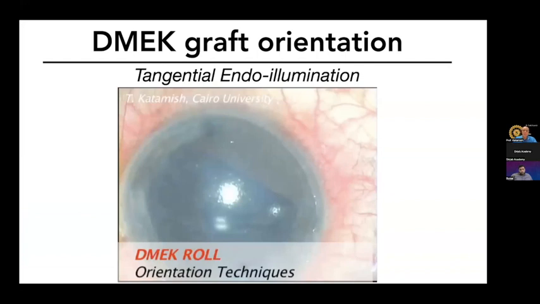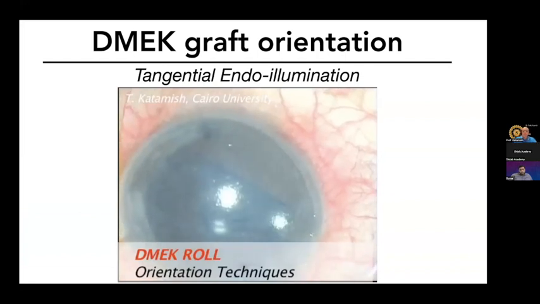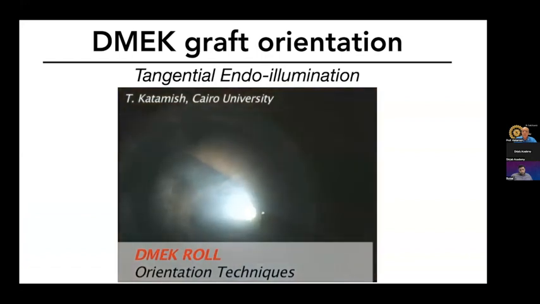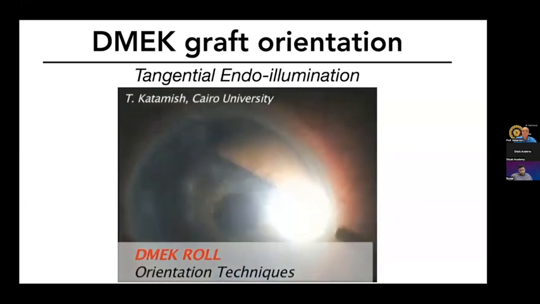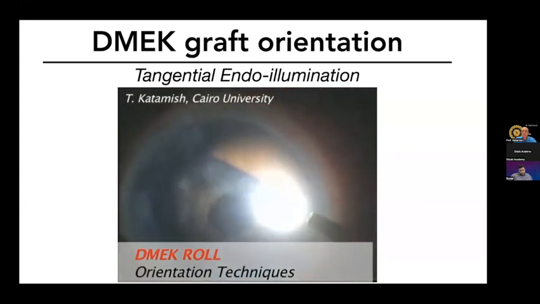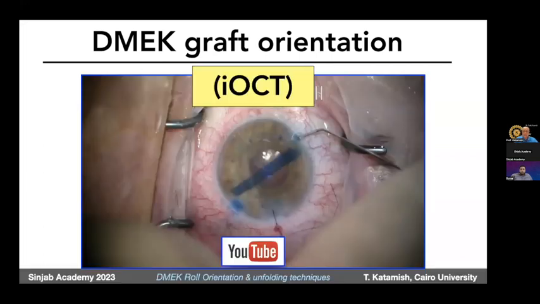This is the example of the tangential end illumination. You close your microscope lights and you use the fiber optic illumination at the limbus. You can have some more observation, but to be honest with you, I don't use this technique of end illumination except in extreme cases with very hazy media. But for most cases, I don't use this technique.